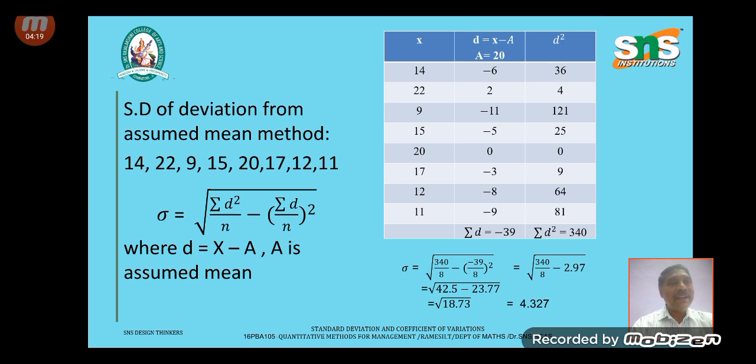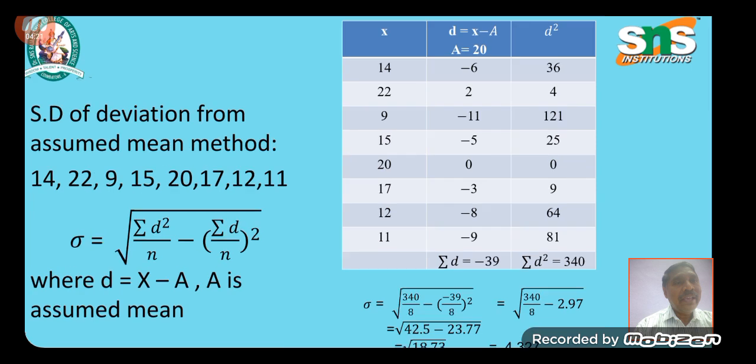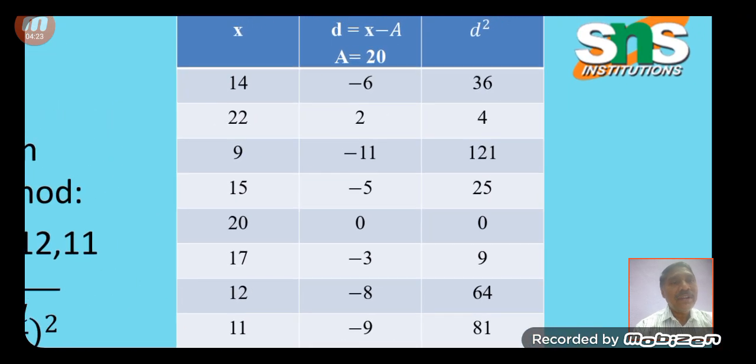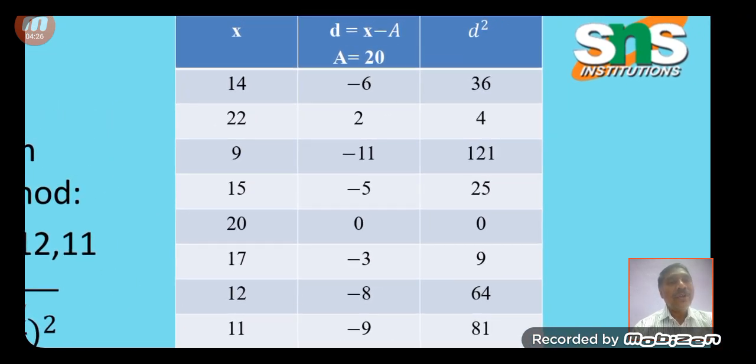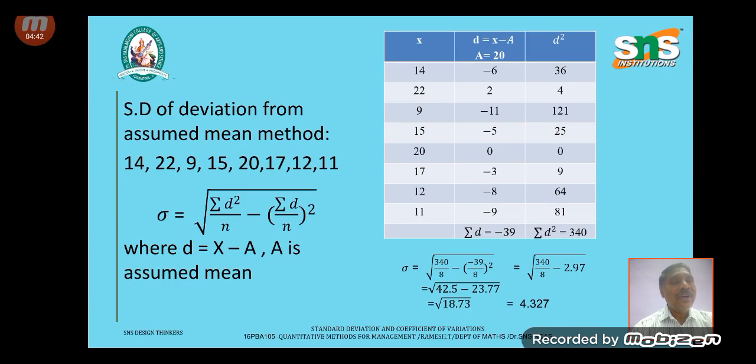So d is x minus a, that is 14 minus 20, which is minus 6. 22 minus 20 is 2. 9 minus 20 is minus 11. And likewise we get all the values of d. Then we take the square of d. So minus 6 square is 36, 2 square is 4, minus 11 square is 121, and likewise all the square values of d. Finally we take the sum of the squares, that is 140, and apply the formula. We get the standard deviation as 4.329.